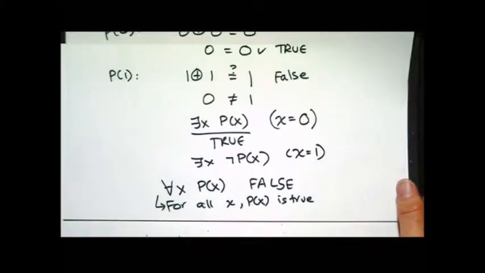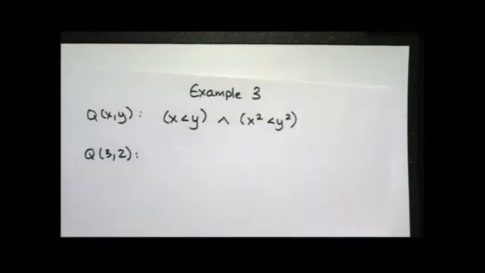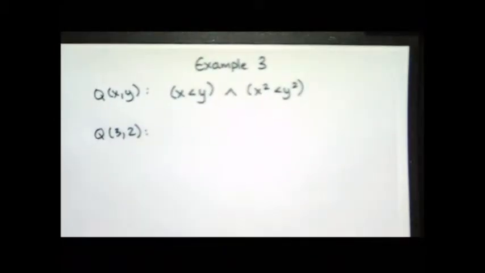Okay, we can also have some more complex predicates that have more than one input variable. So for example, I can have a function that has two variables. I've given you an x value and a y value, so I'd like you to plug those in and just write down the statement that results from Q(3,2).